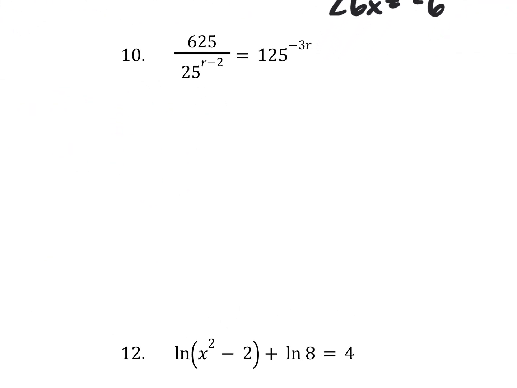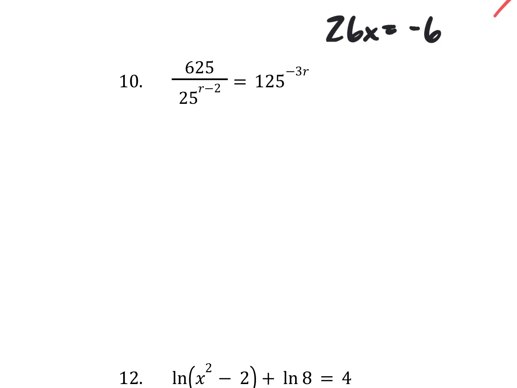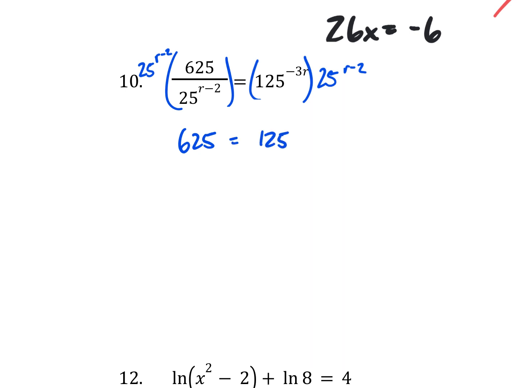Number 10 is a little tricky. Same idea. A couple of people had some different ideas about this one. I like the idea of multiplying everything by 25 to the r minus 2 first, so that we have a problem that's very similar to the last one. That's going to give us 625 equals 125 to the negative 3r times 25 times 25 to the r minus 2.